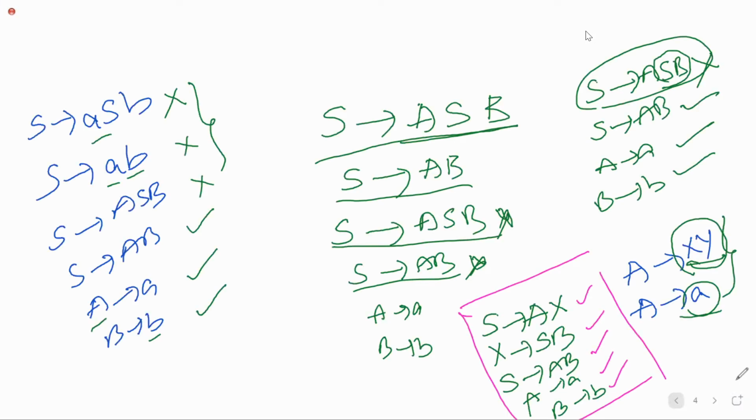Ma'am, once show the example. Yes, ma'am. Sure. Okay, I'm moving forward. Next example is S tends to AB, A tends to AB, B tends to A or AB. This example also I'll explain.